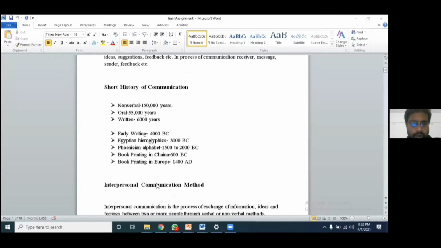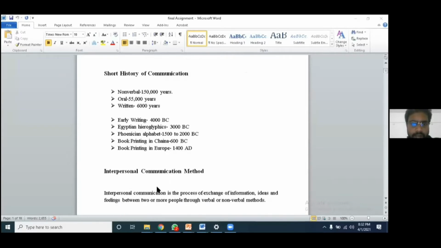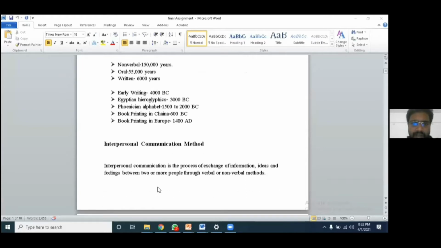So what is the interpersonal communication method? Interpersonal communication is the process of exchange of information, ideas, and feelings between two or more people through verbal or non-verbal methods.